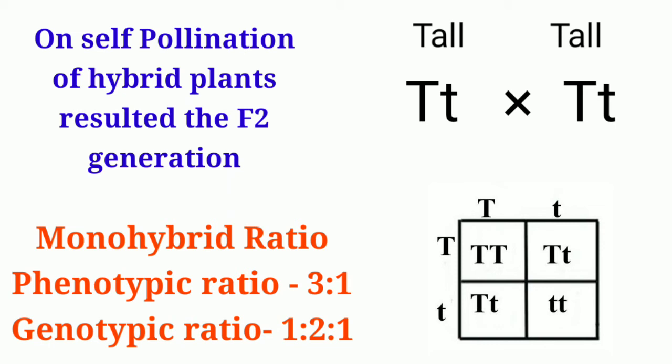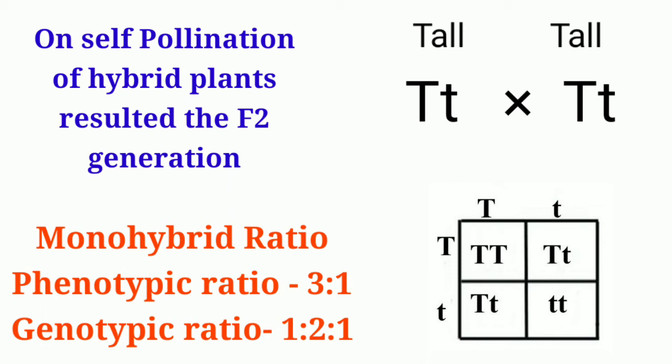And on the basis of this Punnett square, Mendel did the calculation, and in his calculation also the ratio came out to be 3:1. How 3:1? Because as you can see in the Punnett square, we find 3 tall individuals in the F2 generation and only 1 dwarf individual. So in the monohybrid cross, we find it to be 3:1. The phenotypic ratio of the monohybrid cross is 3:1.